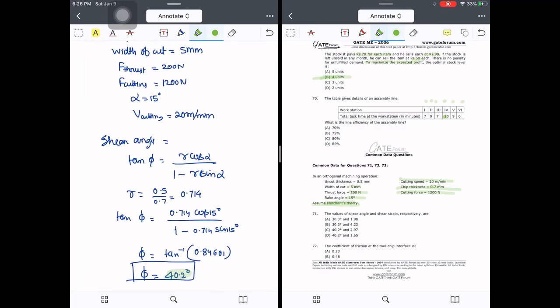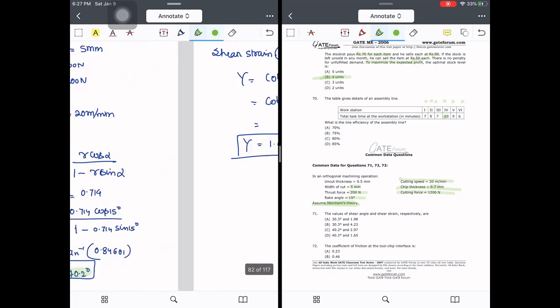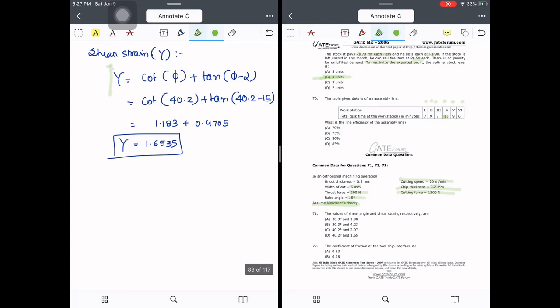So r is the chip thickness ratio, it is always less than 1. So 0.5 divided by chip thickness 0.7. So just put the formula and you will get the value of shear angle. They have mentioned Merchant's theory, right? It will come, we will see later on. Anyways, shear strain. What is the shear strain?